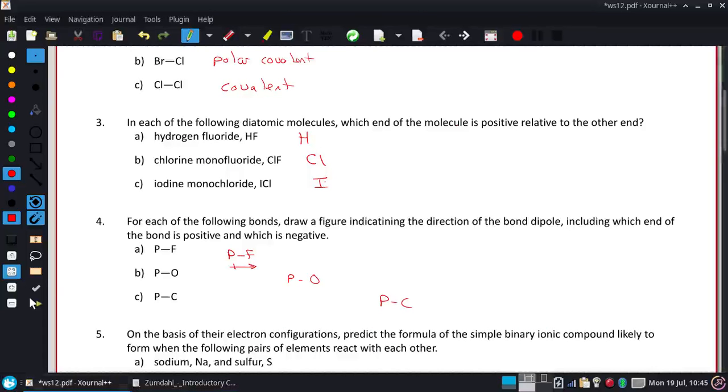So all of these have that same arrow going from phosphorus to the other atom. And we could have also done these without the arrow, but with the little delta symbol. So the delta symbol is the little delta looking thing. And you have a positive end and a negative end.